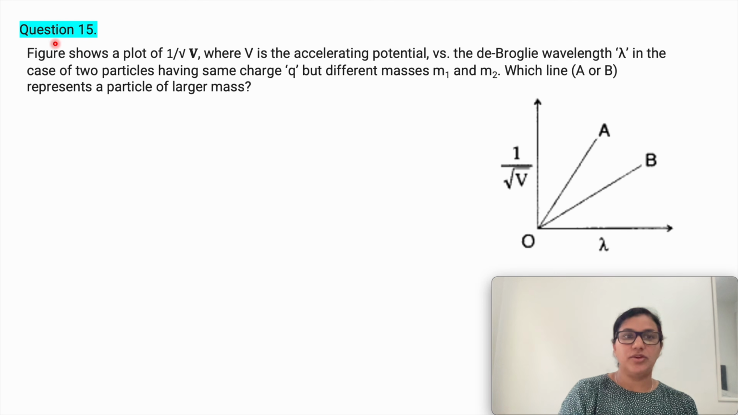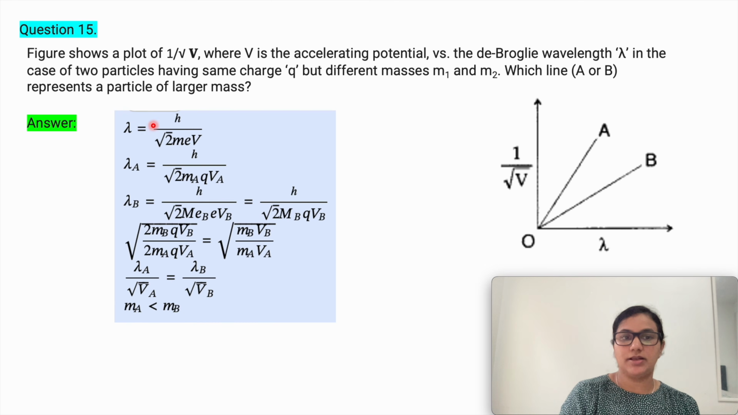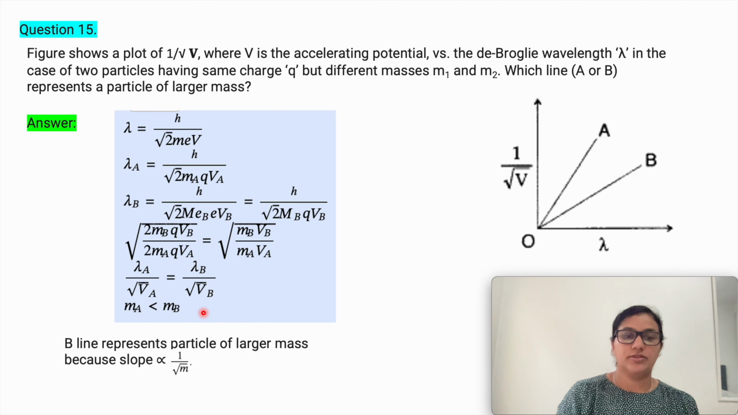Question number 15. Figure shows a plot of 1 by root V, where V is the acceleration potential, versus the de Broglie wavelength lambda in case of two particles having same charge q but different masses m1 and m2. Which line A or B represent a particle of larger mass? So here we have the equation. So separately write the formula for A, separately write the formula for B. When you equate these two equations, you can prove that mass of A will be less than that of mass of B. So B line represents larger mass because the slope is proportional to 1 by root m.